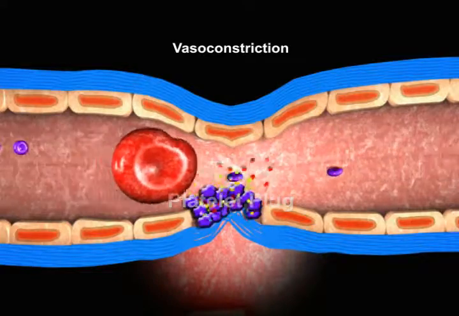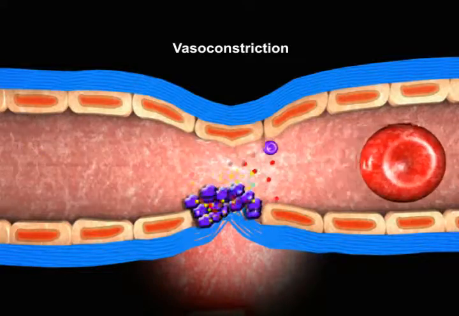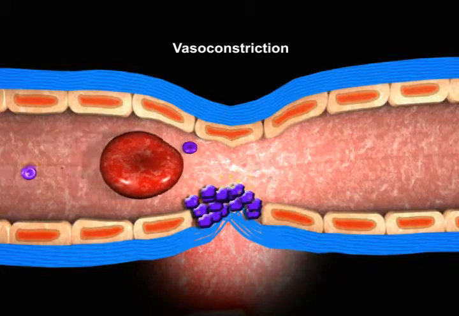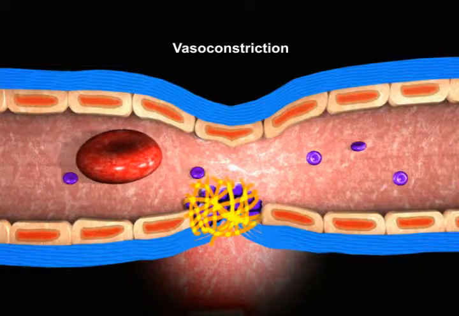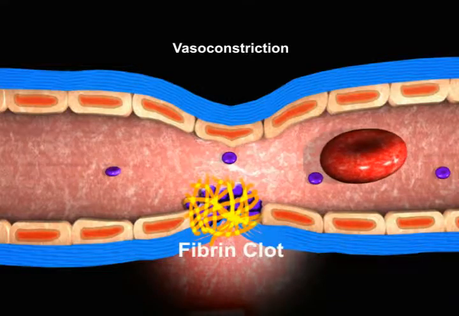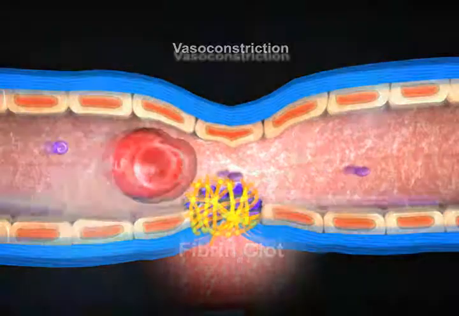Secondary hemostasis also takes place. It involves a series of blood-protein reactions that results in the formation of an insoluble fibrin clot.